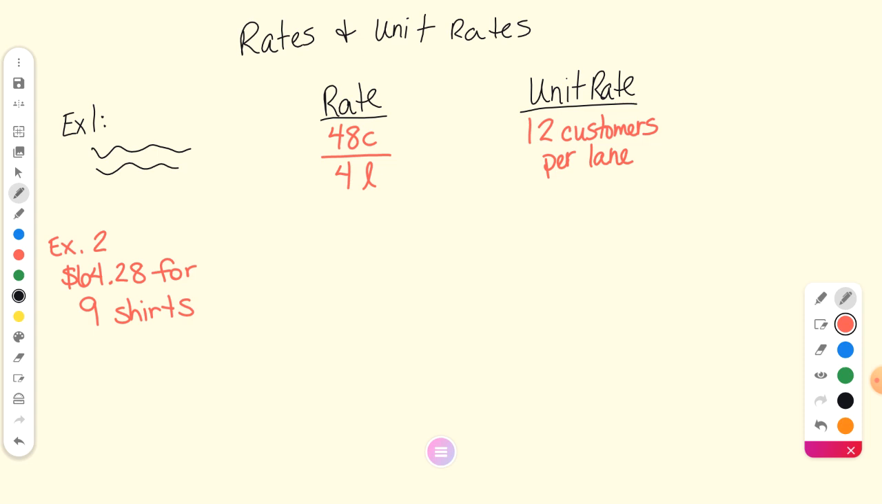$64.28 for 9 shirts. What is my rate, Dayton? Rate is 64.28 over 9. Okay, what do I need with those 2? So a dollar sign on top, 9 shirts on bottom. What if my scenario is 9 shirts for $64.28? Would that still be my rate? Yes, because the price is always over product. Good job.